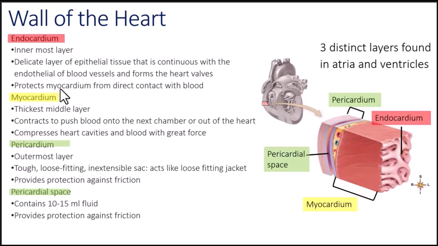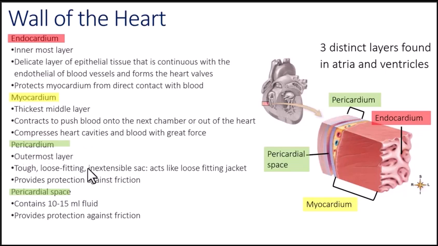The endocardium is also going to protect the myocardium, which is the muscle layer of the heart, from any direct contact with blood. Myo means muscle. It's the thickest layer, and you can see how thick it is in this image. And it's this muscle, as we know, that's going to contract to push blood onto the next chamber or out of the heart. It's going to compress the chambers with great force in order to get that blood to move from one chamber to the next or out of the heart.